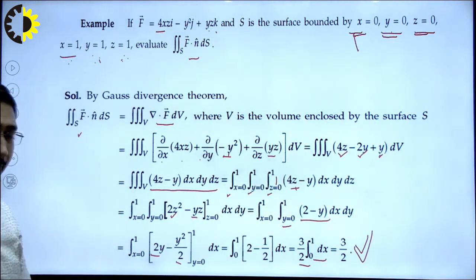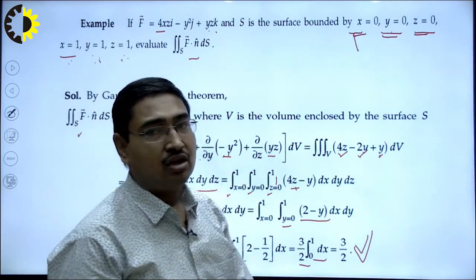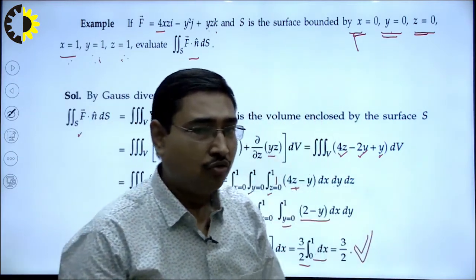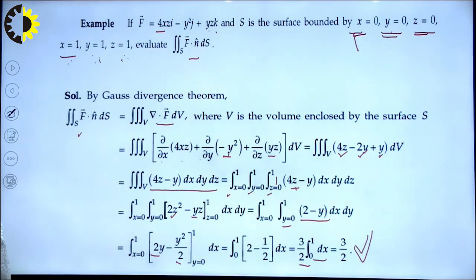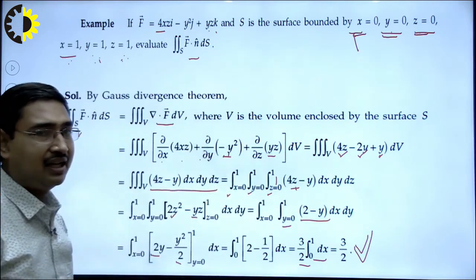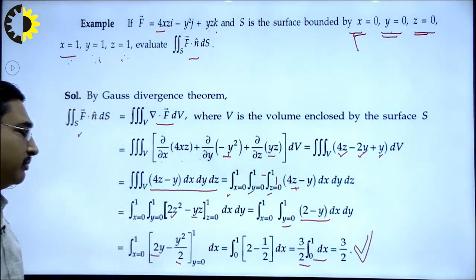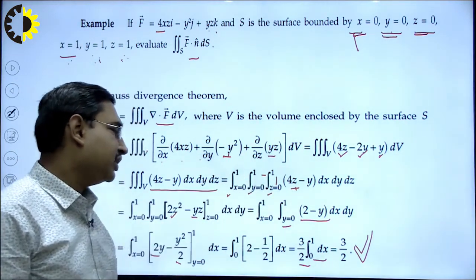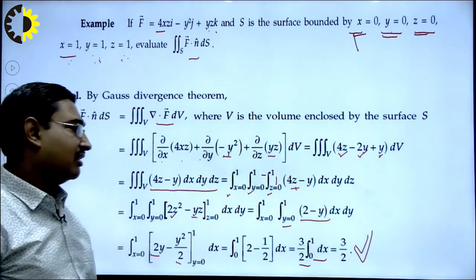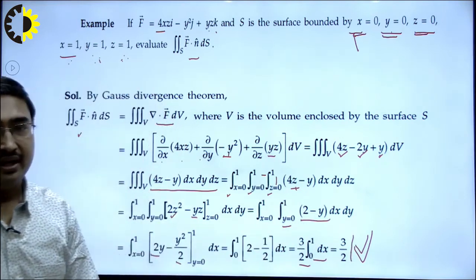Let me sum up once again. This function f was given, S was the surface of a cube, and we were required to find this surface integral of f dot n ds. I used the Gauss divergence theorem. The value of del dot f was calculated. The limits of x, y and z were directly given. There was no work required to find the limits. So we applied those limits, and integration was performed with respect to z, y and x one by one, and then the value of the integral was calculated.